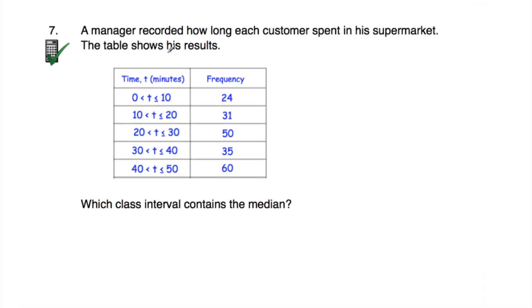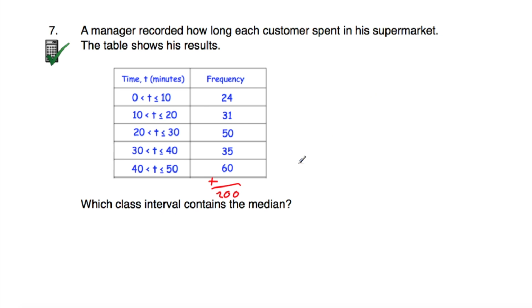Okay, so question number 7, again, we've got another group frequency table, and we've been asked which class interval contains the median. So let's find out how many customers there are altogether. So let's add together the frequencies, and that's a calculator question, so that's quite nice. So 24 plus 31 plus 50 plus 35 plus 60 is equal to 200. So there's 200 customers.